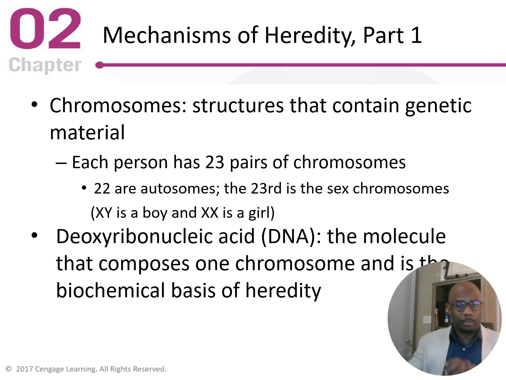So chromosomes play a huge role. These are structures that contain genetic material. Each person has 23 pairs of chromosomes, 22 are autosomes, and the 23rd is the sex chromosome, right? XY is a boy and XX is a girl, right? DNA is the molecule that composes one chromosome. Is that the biochemical basis of heredity, right? So DNA is very important.